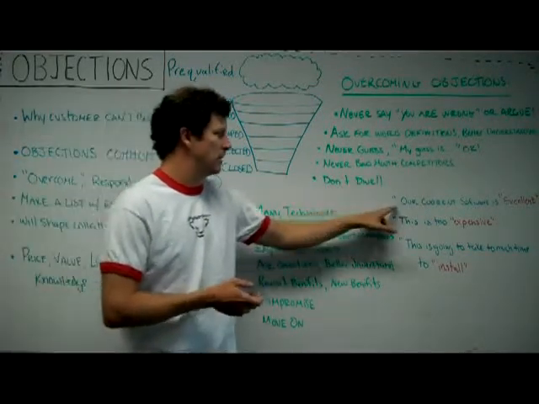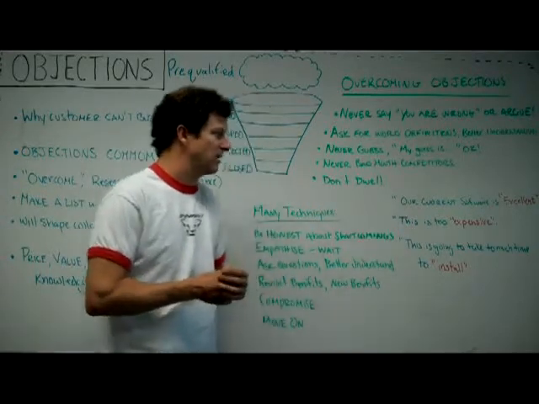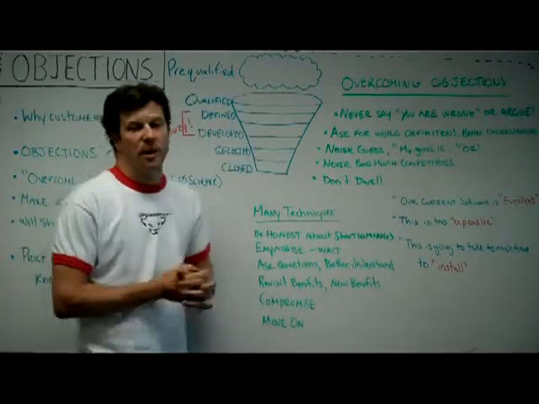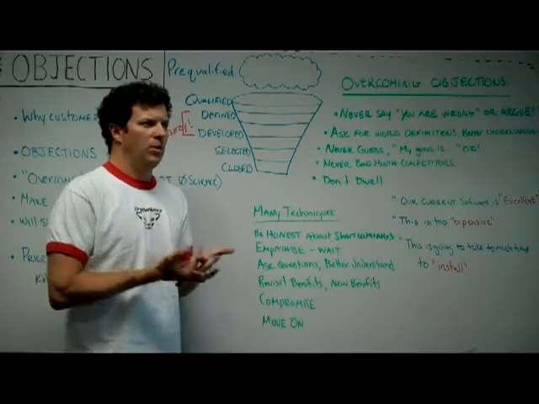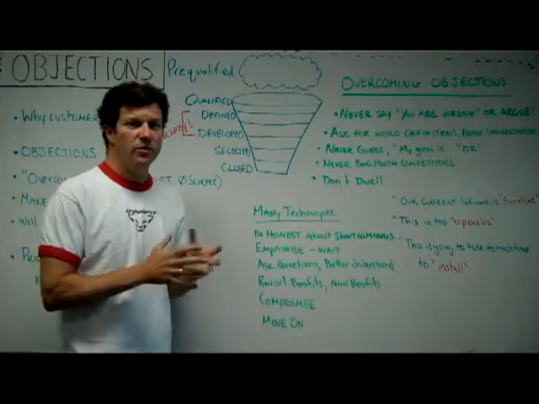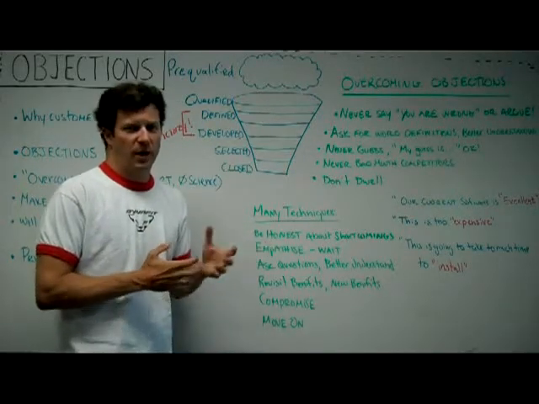So let's look at some examples. Our current software is excellent. We don't really see a reason to buy new software. Well, what does excellent mean? How do you know that they wouldn't like your software? How are they judging excellent?